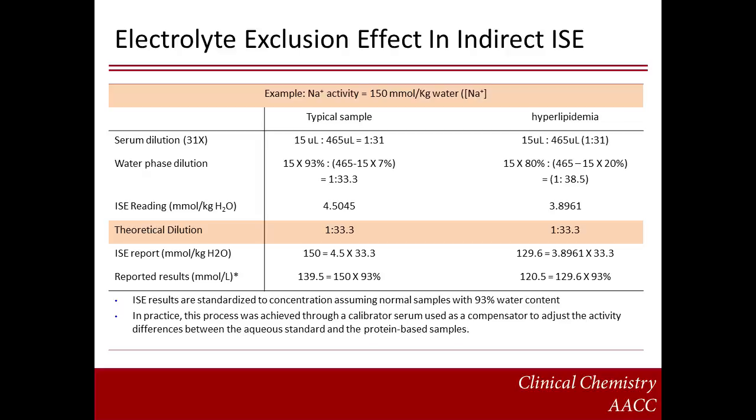However, the calculation in the automated analyzer is based on the theoretical dilution factor, which is based on the assumption that the water contributes to 93% of the total volume, or 33.3 effective dilution factor. Therefore, the calculated ISE results are 150 millimole per kilogram water and 139.6 millimole per kilogram water. After the standardization process based on 93% water phase, the final reports show 139.5 millimole per liter and 120.5 millimole per liter for the two samples, respectively. In the case of the sample with hyperlipemia, the concentration is underestimated, resulting in a false hyponatremia condition. When this happens, we call it pseudohyponatremia.